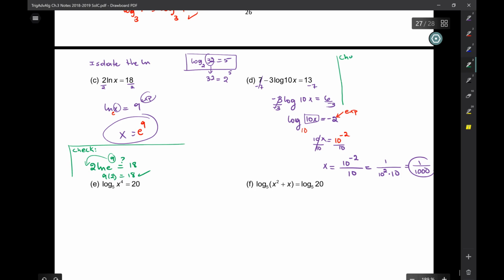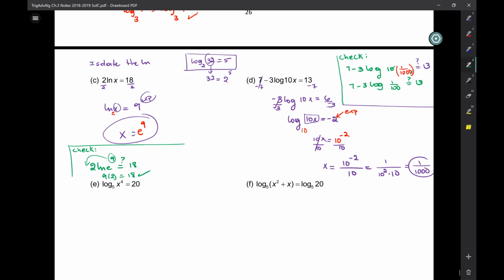Let's see. 7 minus 3 log of 10 times 1 over 1,000. Is this equal to 13? Okay, let's see. Well, that's 1/3. Let's see. 7 minus 3 log, the 10 cancels with the 1,000, so you have 1 over 100. Does that equal 13? No, it doesn't.